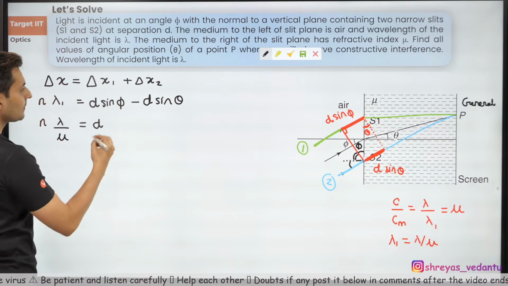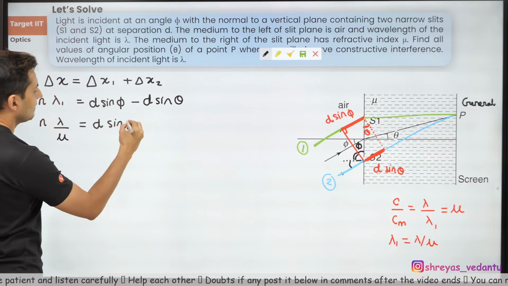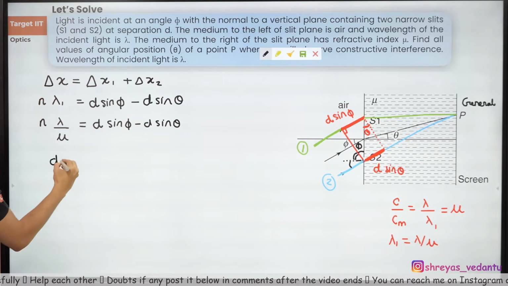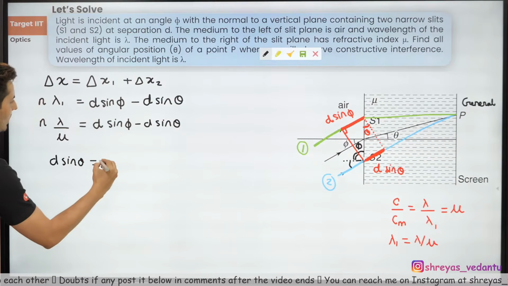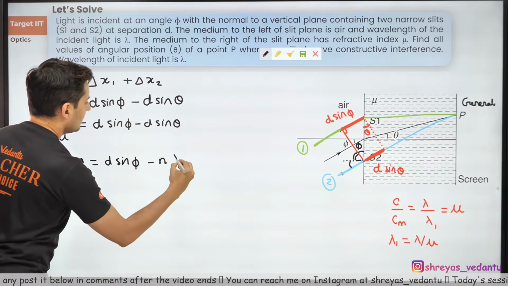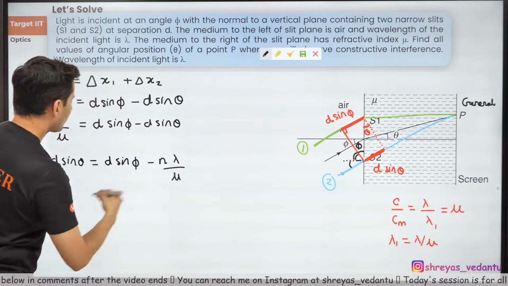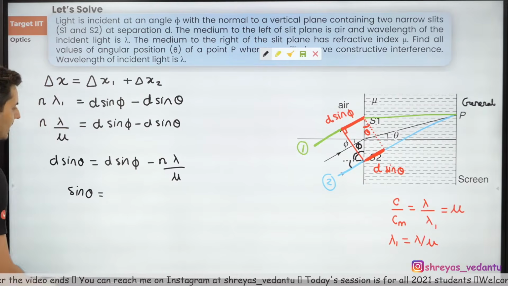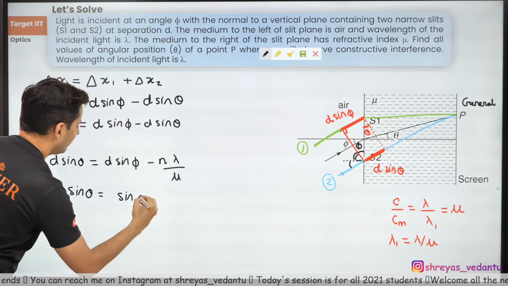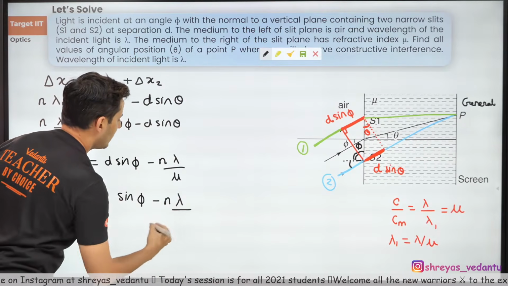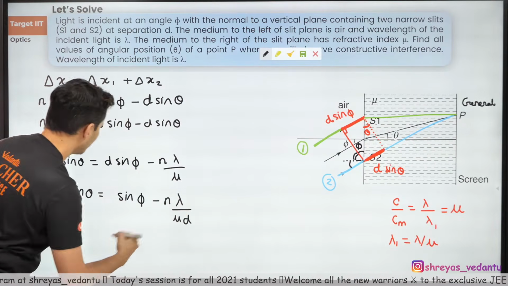So this will be d, and sine phi as it is, minus d sine theta. So I want d sine theta. So d sine theta will be equal to d sine of phi minus n lambda by mu. Okay, so therefore dividing it by d, sine theta will be nothing but sine of phi, d cancels, minus n lambda by mu d.